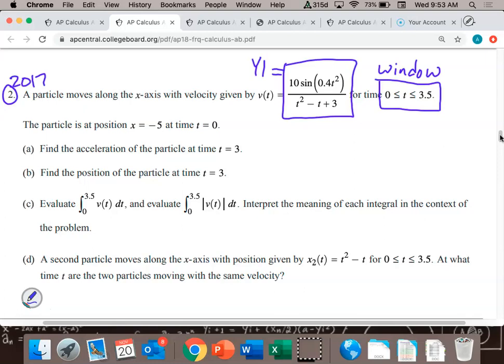Now, if we want the acceleration at time 3, how does acceleration relate to velocity? It's the derivative, right? So acceleration at time 3 is v prime of 3. On your graph menu, you hit calc, which is second trace, you go down to option 6, you pick derivative, you hit 3, you hit enter, and it tells you the answer, which apparently is negative.